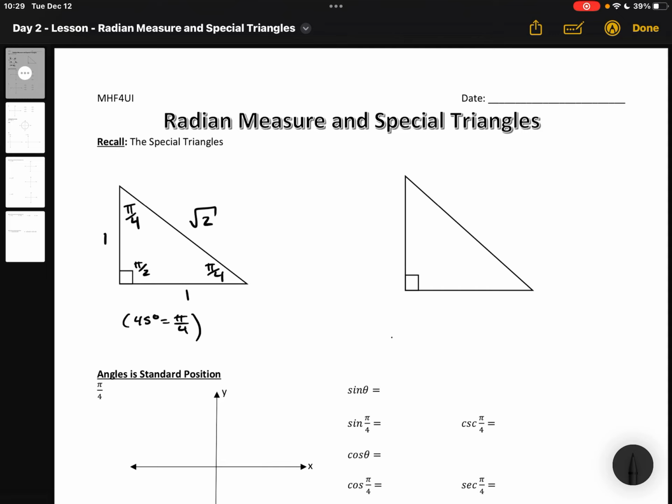The second one that we have is the 30, 60, 90 triangle. So this is pi over 6, pi over 3, and then pi over 2. So we've got pi over 3 is equal to 60 degrees, and then we've got pi over 6 is equal to 30 degrees. You can do the calculation to check, but those are the equivalencies. So those are our two special triangles. And this one we've got 1, 2, and root 3 as our sides.